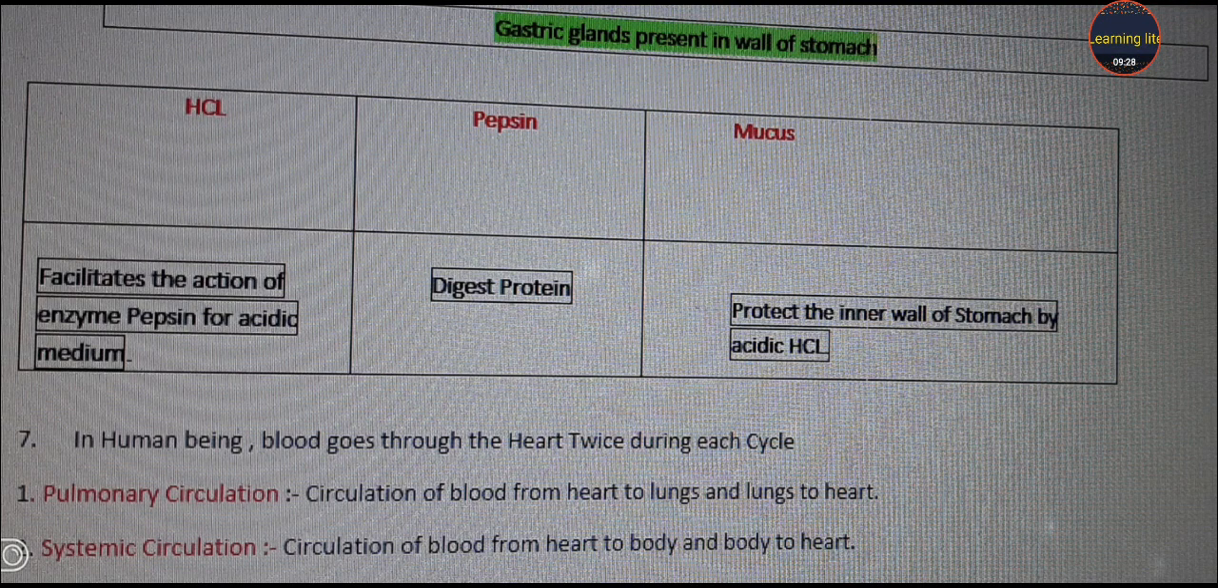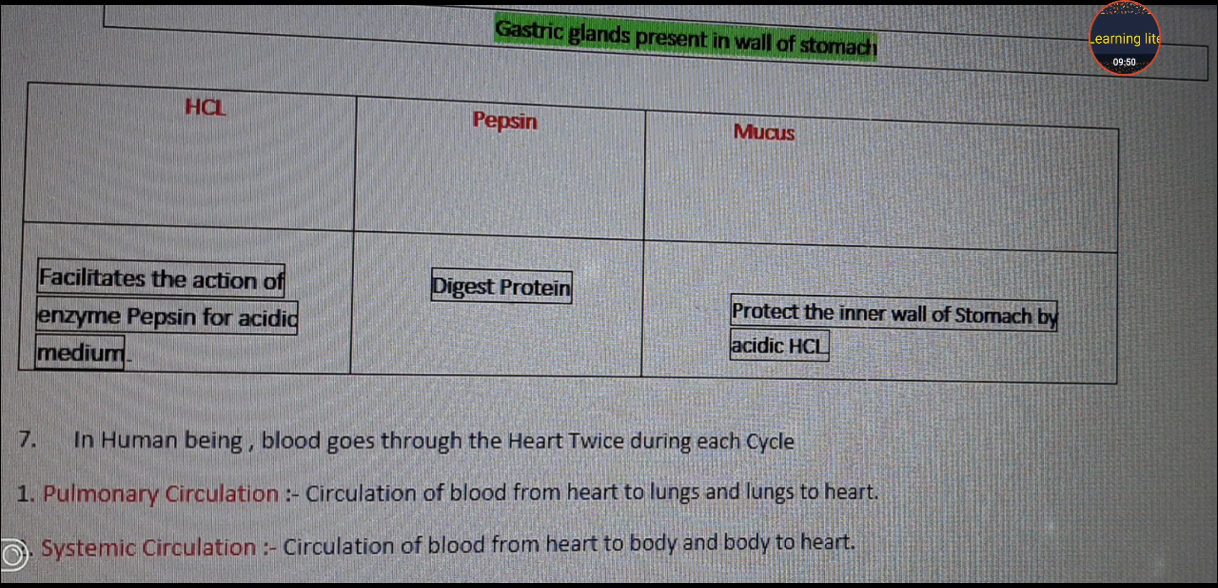Gastric glands are present in the wall of the stomach. They secrete HCl, pepsin, and mucus. HCl facilitates the action of the enzyme pepsin. Second is pepsin, it helps in protein digestion. Third one is mucus, it helps in the protection of the stomach wall from HCl. Okay. What is double circulation?